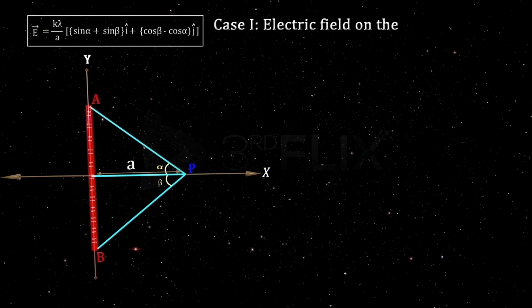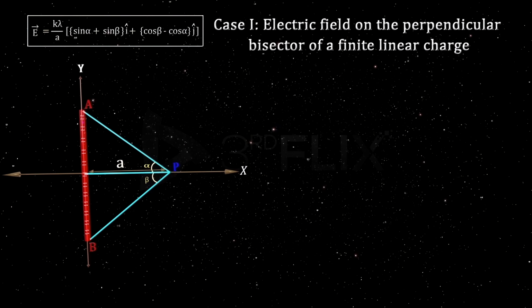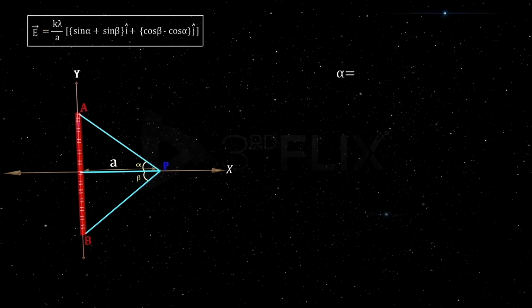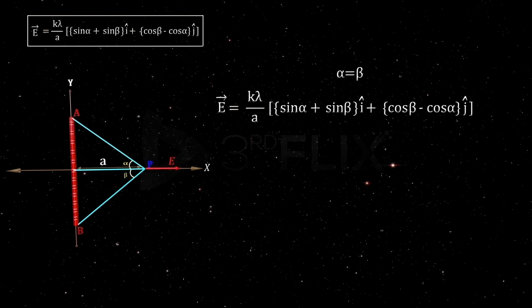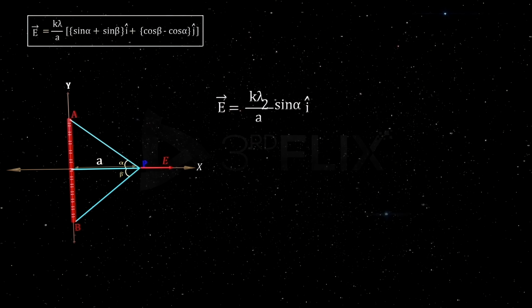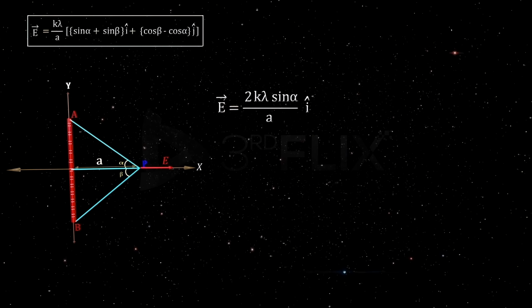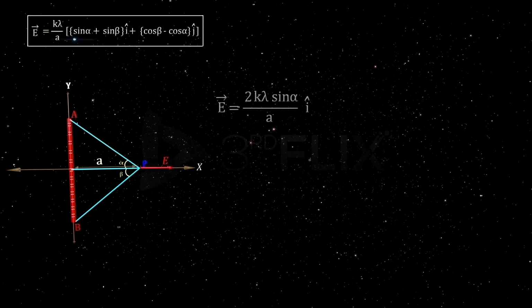Case 1. Electric field on the perpendicular bisector of a finite linear charge. In this case, alpha is equal to beta. So, E bar becomes 2k lambda sin alpha by a i cap.